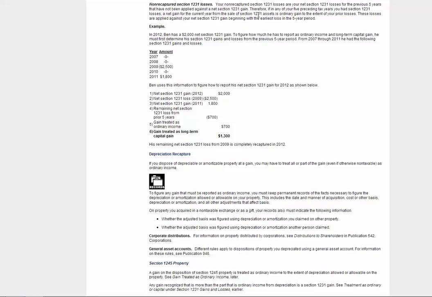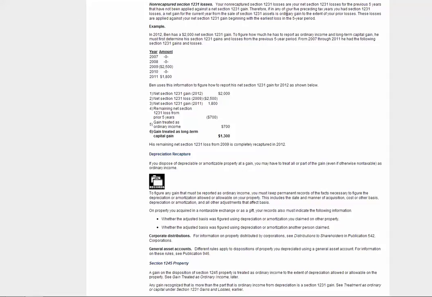Therefore, if in any of your 5 preceding tax years you had a Section 1231 loss, so that was your ordinary loss, so you had a $10,000 deduction, you're at the 30% tax bracket, it had a value of $3,000 to you, as opposed to, say it was capital gains at 15%, that would have been $1,500. So you had an extra $1,500 that you got.